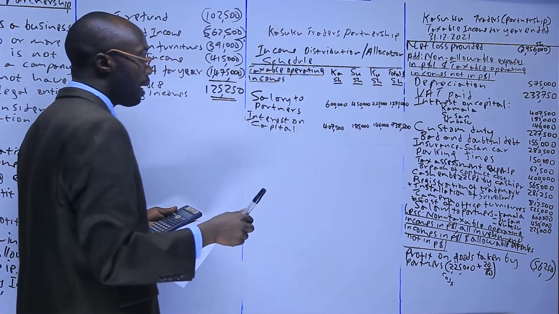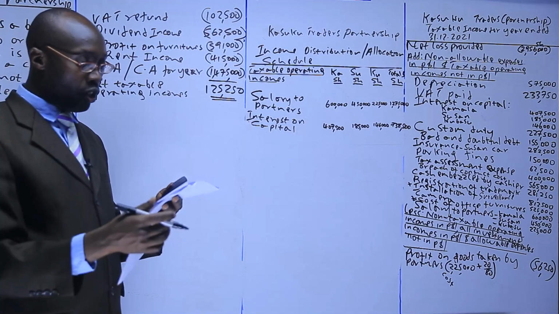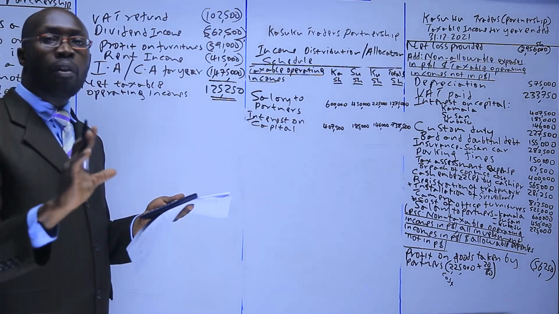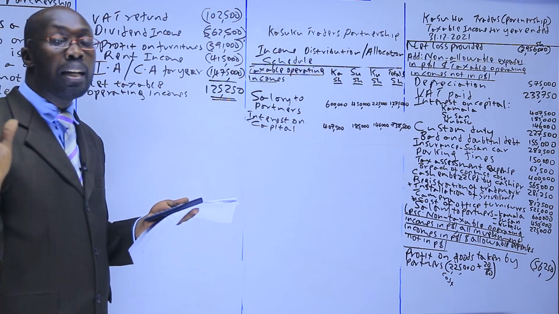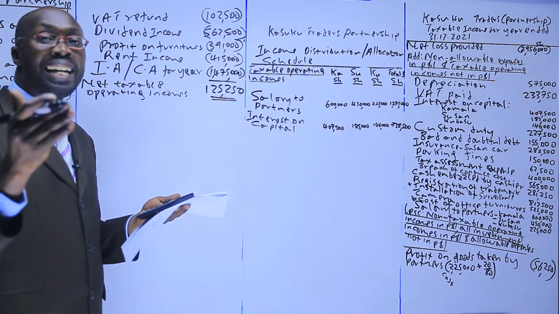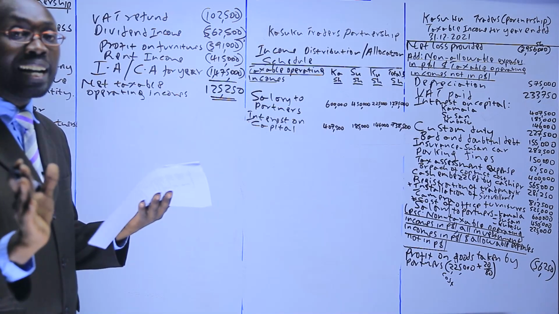Then the other one that we had here was the commission or bonus to partner. But I'm very sure as we went through the question, there were no commission or bonus to the partner. So if it is not there, ignore, just assume it. You go to the 4th one, interest on drawings. In the question, we didn't have interest on drawings to the partner, none.